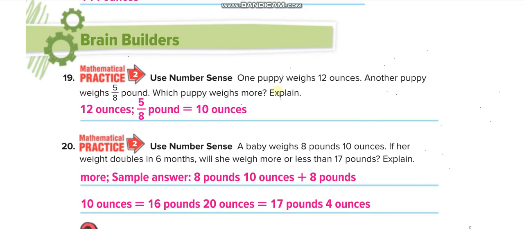Okay, here. One puppy weighs 12 ounces, another puppy weighs 5 out of 8 pounds. So 5 over 8 pounds, how much is that in ounces? Got it? If you divide your pound, which is 16 ounces, into 8 parts, each part is 2 ounces. And if you choose 5 parts, that is 5 times 2, 10 ounces. And of course, the first puppy weighs more.